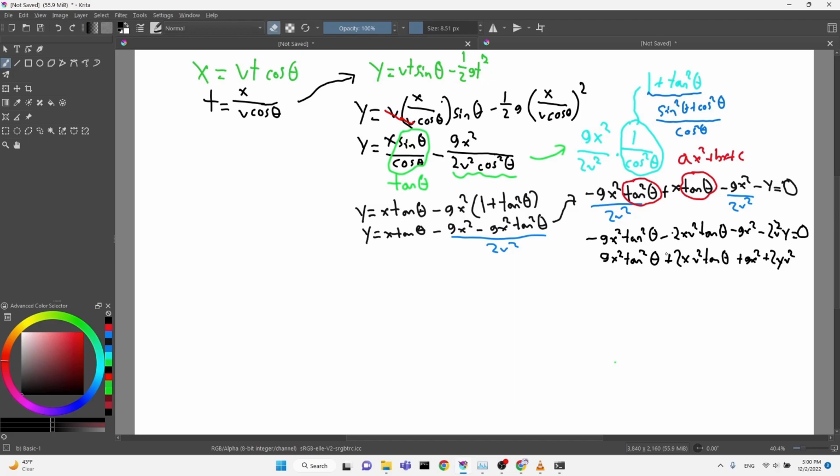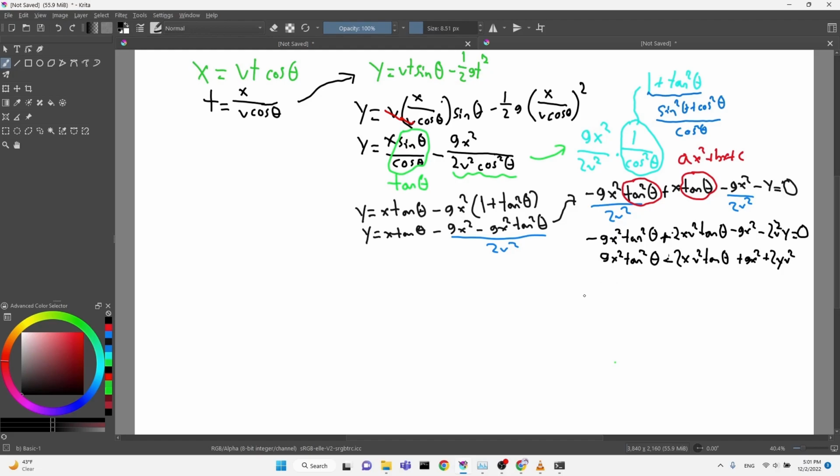So if we have this, we're just going to erase it real quick. Yeah, that should be a minus, and that should be a plus, right? So we have this, right? Now we're going to actually do the fun part. We're going to solve for this quadratic equation, and what we're solving for is tangent of theta.